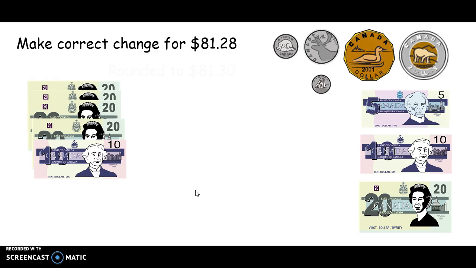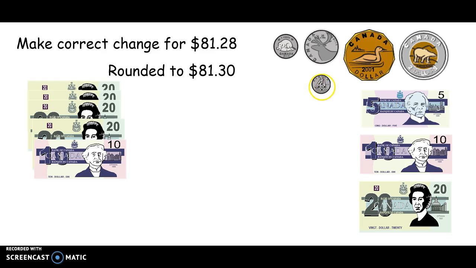$81.28. So, since we are paying in cash, and again, no pennies in circulation, we need to round the amount. $81.28 will be rounded to, in this case, $81.30. We round up to the nearest nickel. So now, how much change will we receive for this amount? Again, the easiest way to determine this is to count up from $81.30 until we get to the amount that we provided for payment, which was $90.